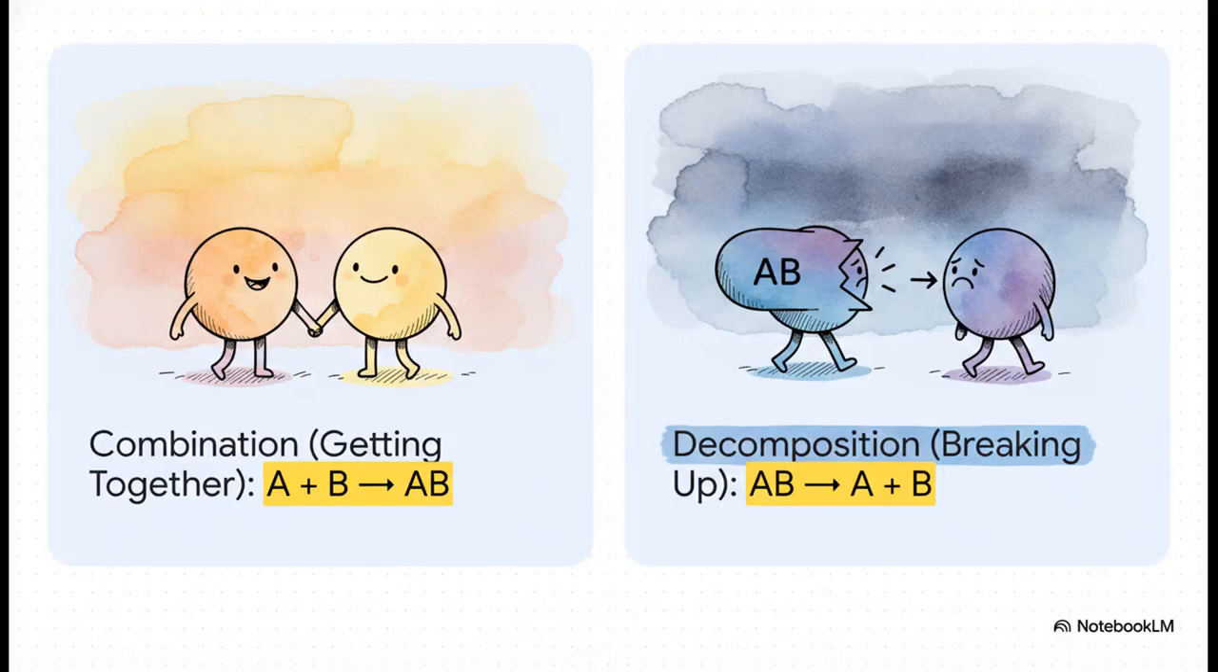So you've got two of the simplest moves at this party. First, there's combination. That's where two separate guests, let's call them A and B, hit it off and form a new couple, AB. Then you've got the total opposite, decomposition. That's when a couple, AB, decides it's just not working out and splits back into A and B.